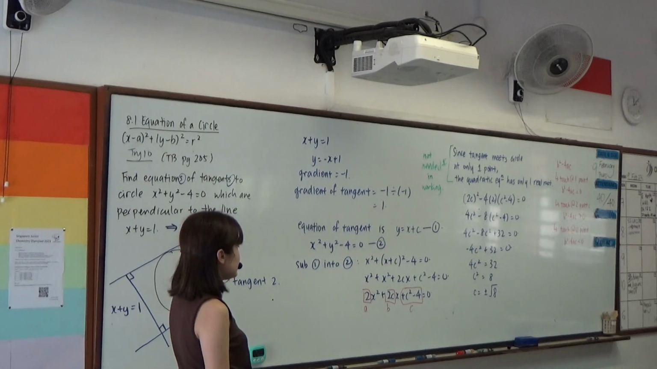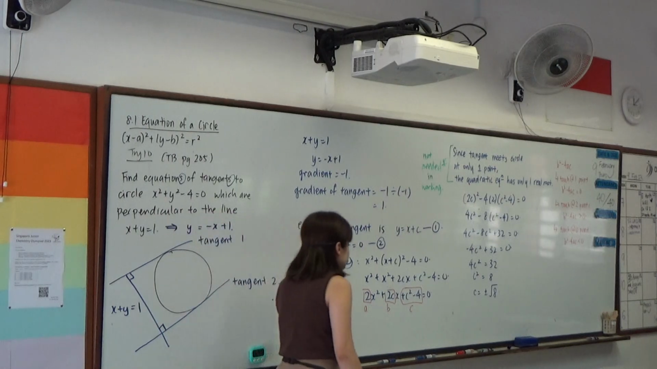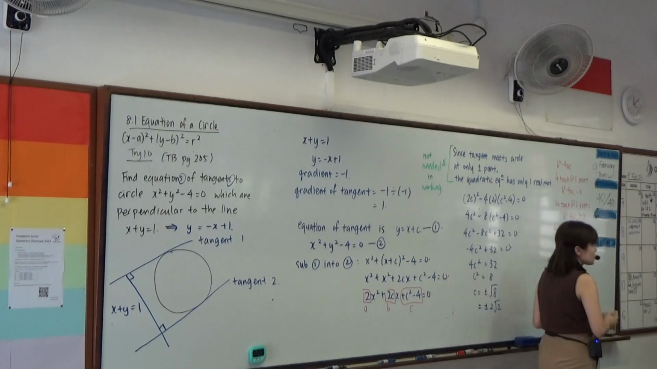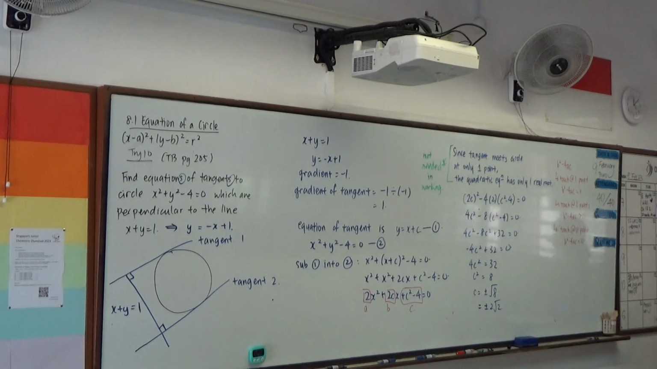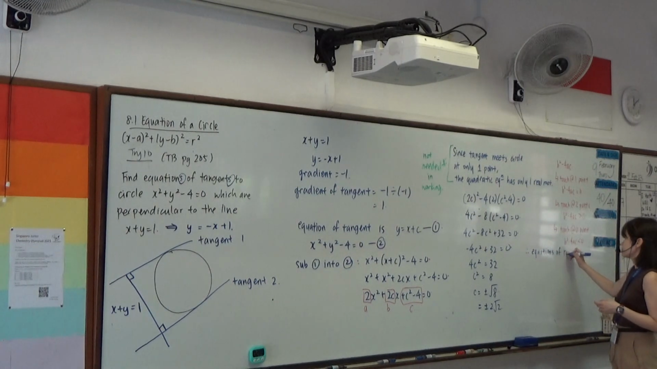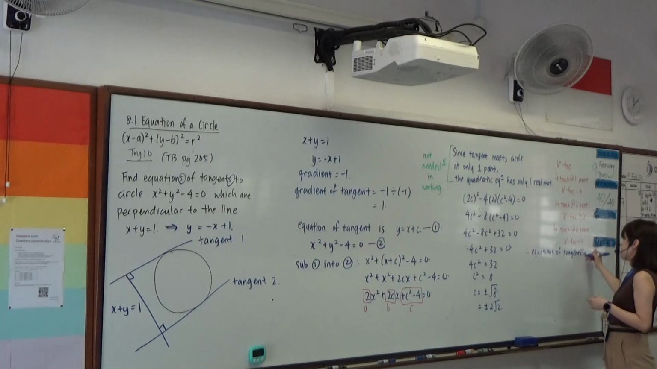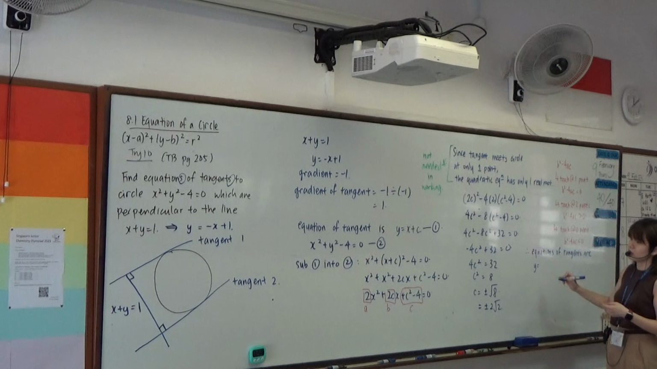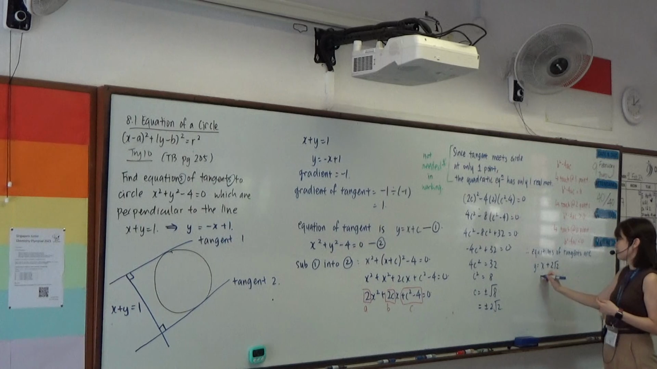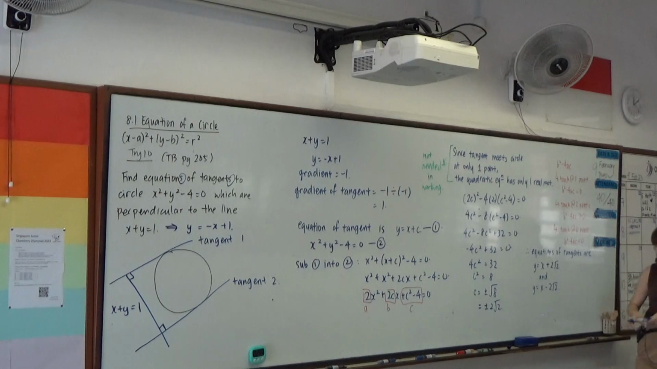Our value of c has two values, plus minus square root 8. Since we already know surds, we need to simplify it to square root 2, because 8 is 4 times 2, and 4 can be brought out to become 2. So this concludes that the equations of tangents are y equals to x plus 2 square root 2 and x minus 2 square root 2.